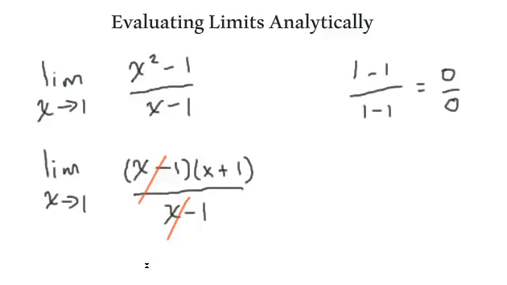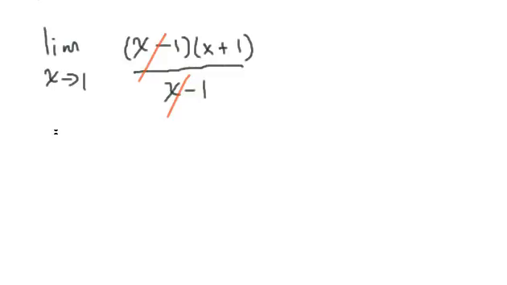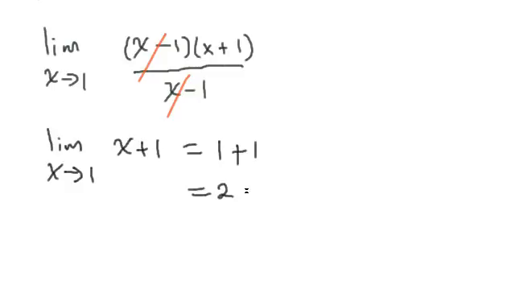Okay, well, as you can see, it looks like we can cancel an x minus 1 out of the top and an x minus 1 out of the bottom, and now we're going to end up with a new function. So let me rewrite this so we have the limit as x approaches 1 of x plus 1. So now we can do the direct substitution, plugging 1 directly in for x, and it turns out that our limit is equal to 2.